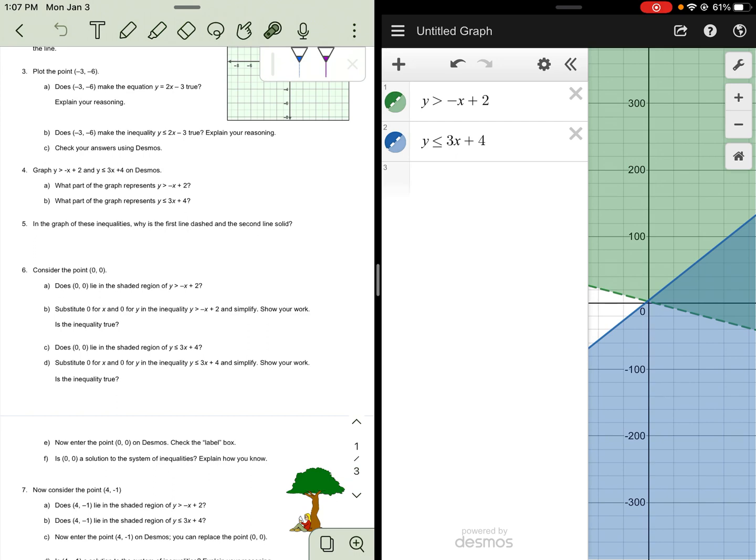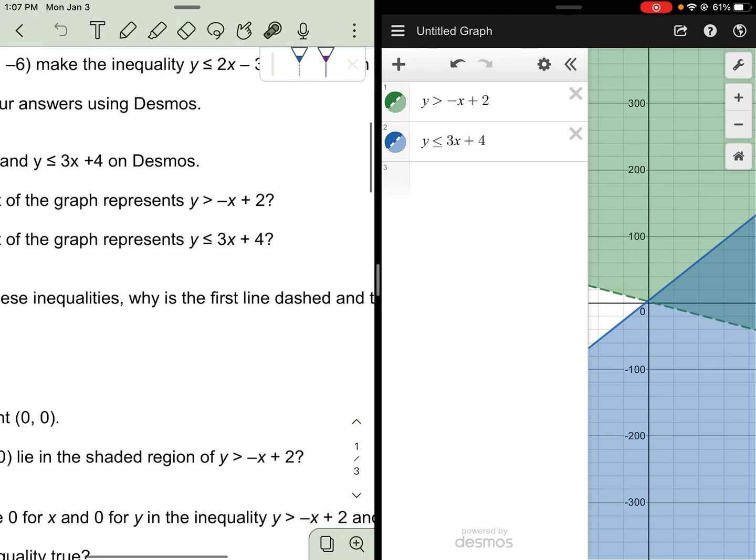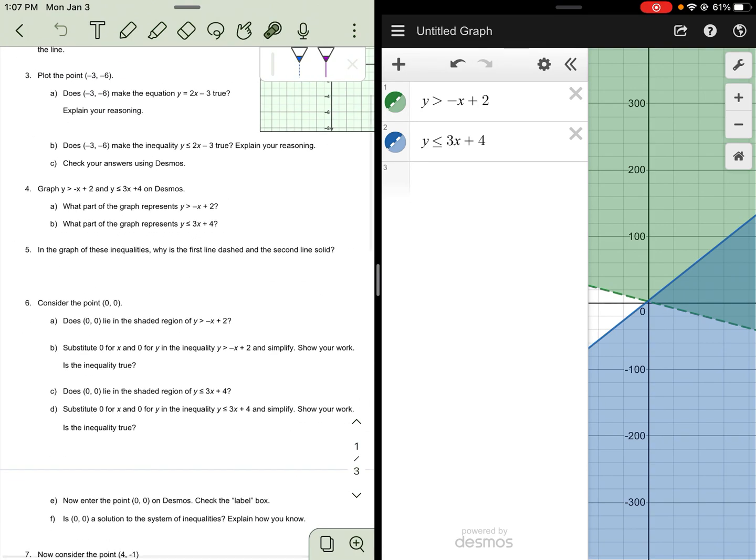And number 5 says, in the graph of these inequalities, why is the first line dashed and the second line solid? That is because when it's greater than or less than, then it's a dashed line, because points on the line are not solutions. If it's less than or equal to or greater than or equal to, then it's a solid line like we see on the blue line, and that is because points on the line are solutions.